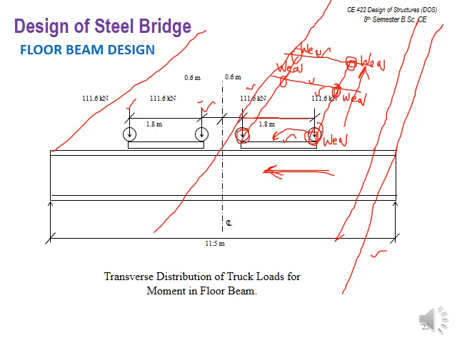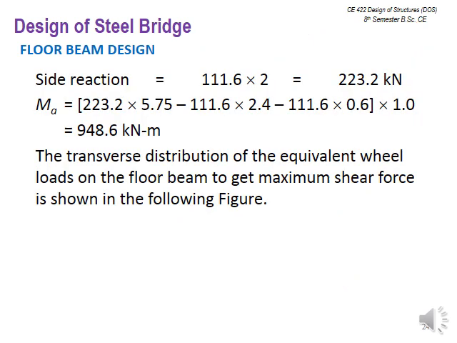Once you put it over here, the spacing will be 0.6 from the center of the roadway, and you have to do the analysis. First you have to calculate the side reactions, and then the moment. This moment will be the simple bending moment that you can calculate by considering it a simple beam, and you can plot and calculate the simple bending moment diagram. Finally, the transverse distribution of the equivalent wheel load on the floor beam to get the maximum shear force is shown. Similarly you have to do it for the shear.